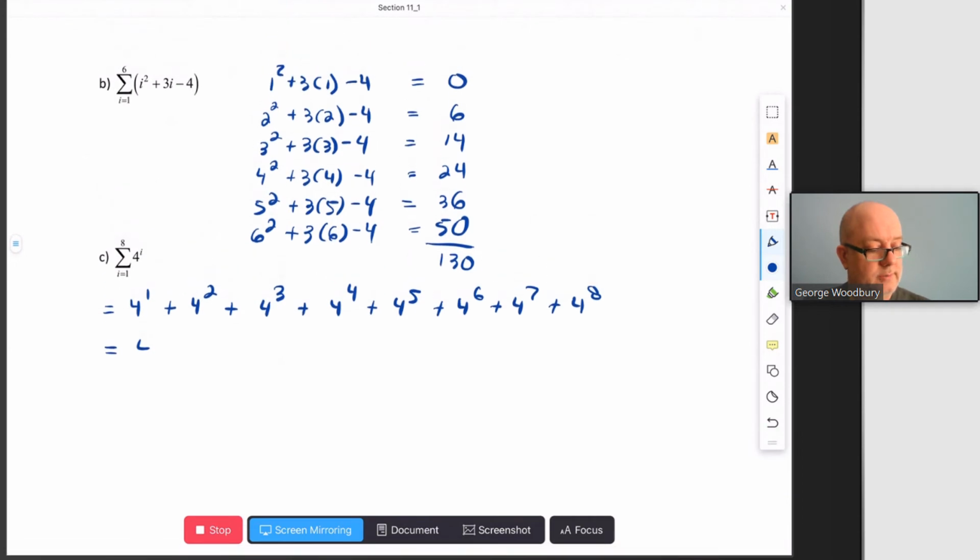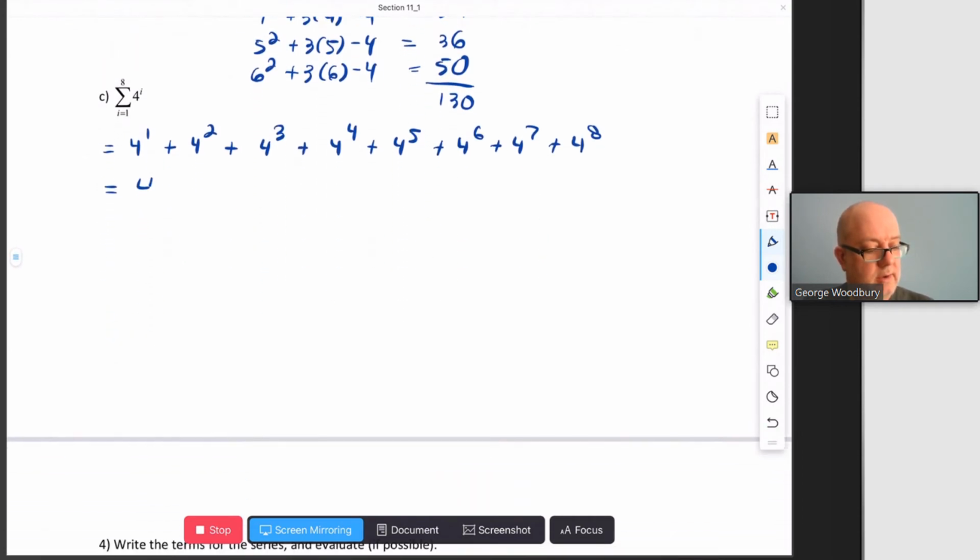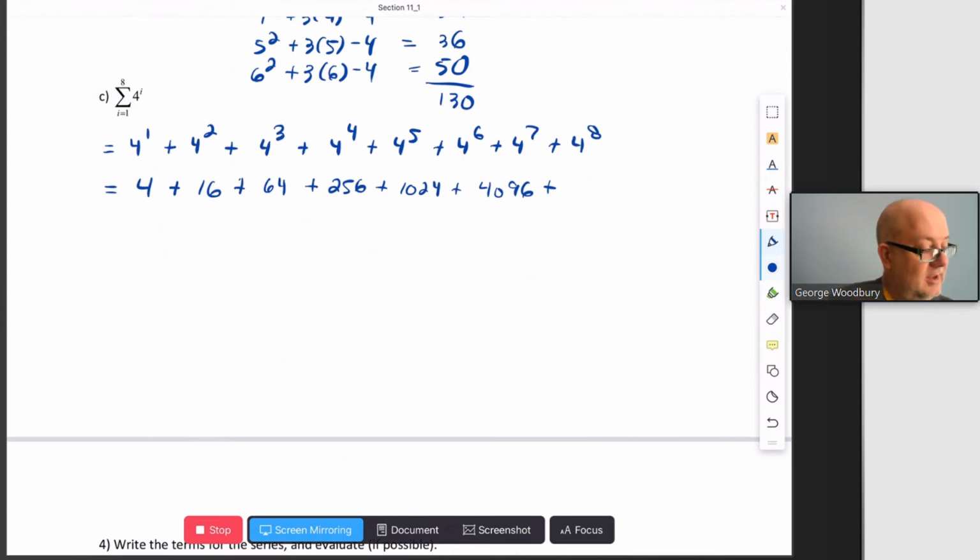So we've got 4. 4 squared is 16, that's 4 times 4. 4 cubed is 64, that's 16 times 4. 4 to the 4th would be 256. 4 to the 5th is 1024. 4 to the 6th is 4096. Maybe I'm going to be in trouble after all. 4 to the 7th is 16,384.